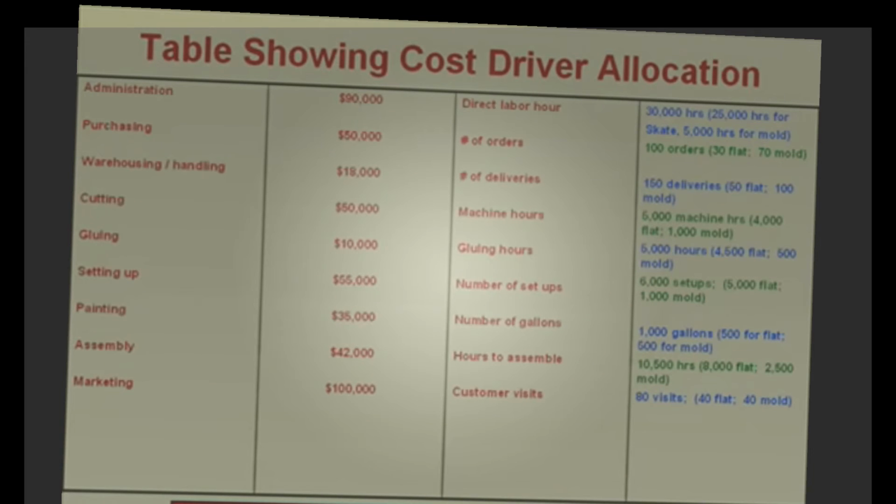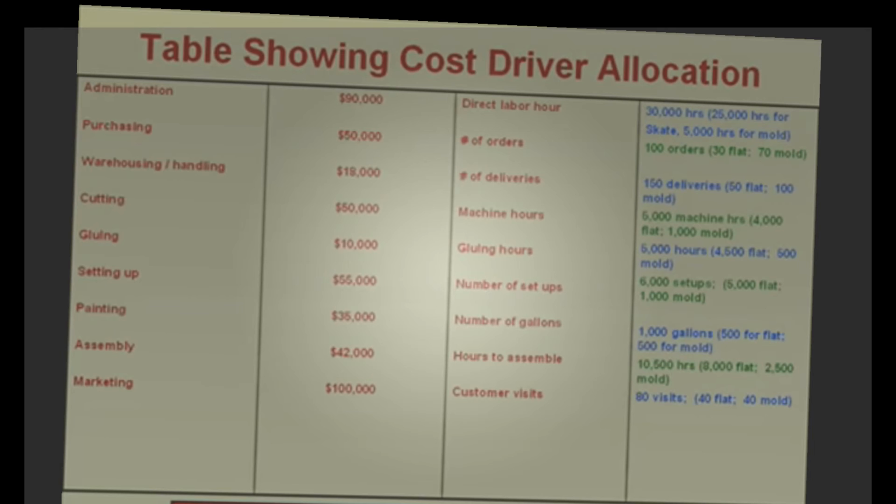$30,000 was our total cost. We said the cost driver is direct labor hours. So the accountant has to go out there and do research and talk to people. And let's say he found out that it takes 30,000 hours. People work 30,000 hours for the year, of which 25,000 hours was for skate and 5,000 hours was for mold.